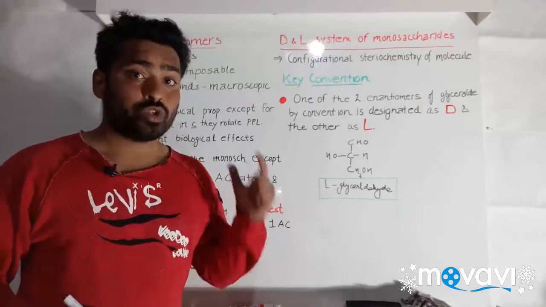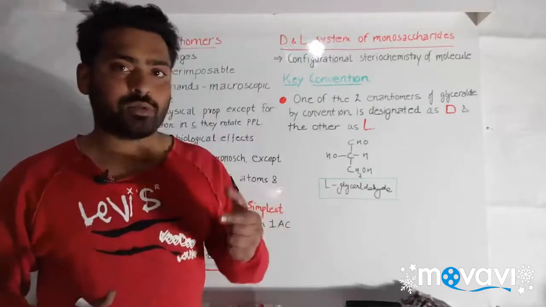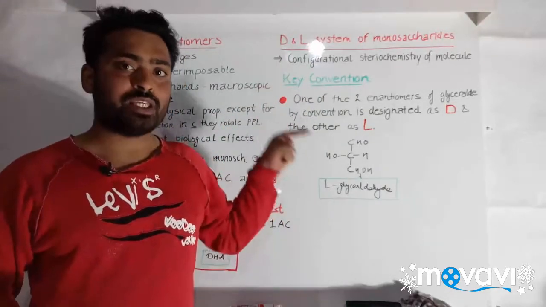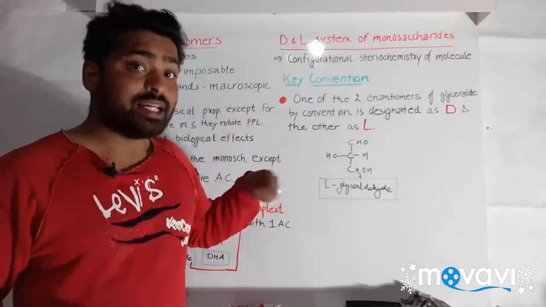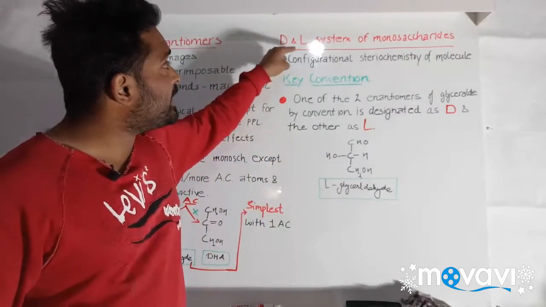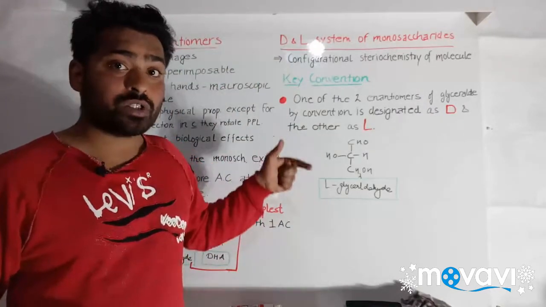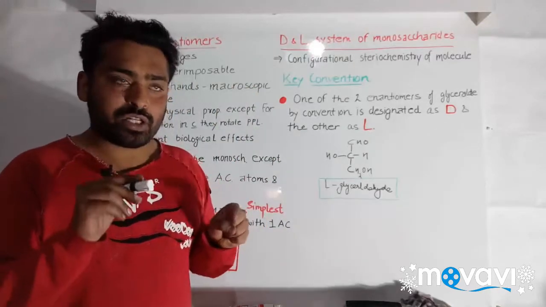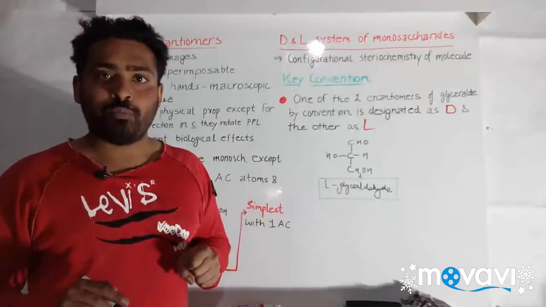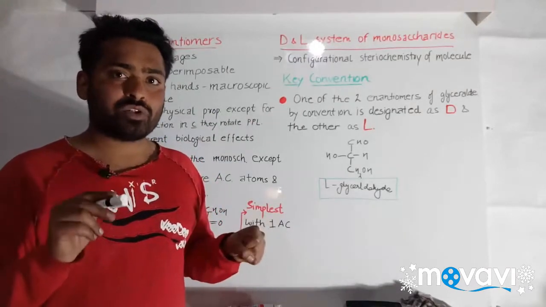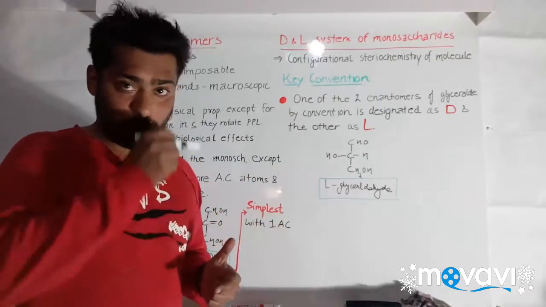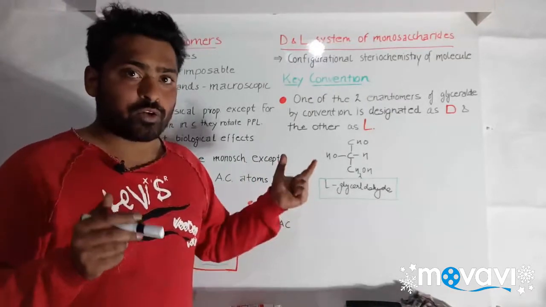Remember this point. Now there is a system to name the monosaccharides, and that system is the D and L system. These D and L letters denote something, and that refers to the configurational stereochemistry of the molecule. Configurational stereochemistry means the 3D arrangement of atoms. Now what does this mean? We are going to discuss.